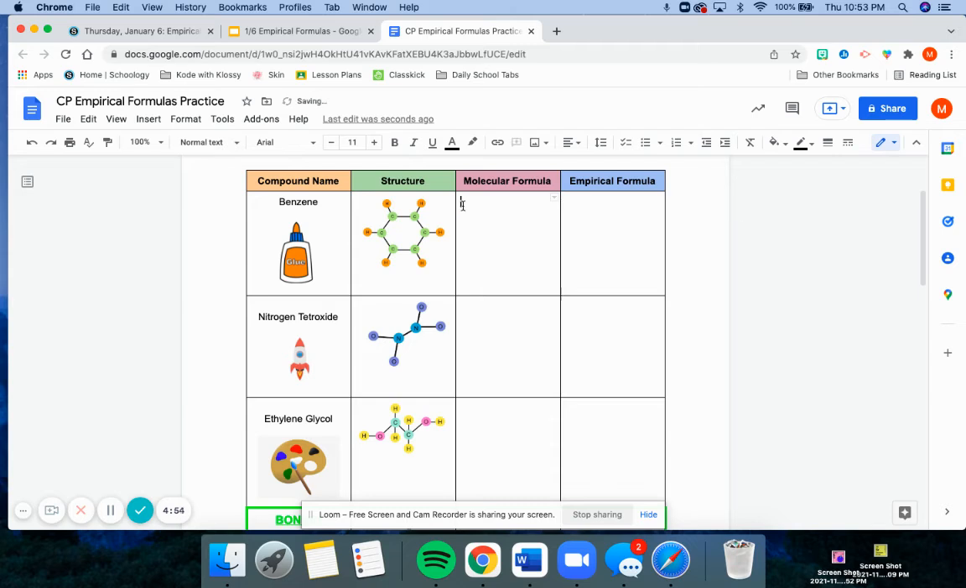Please do make sure that your molecular and empirical formulas, again, are formatted properly with subscripts in their proper place and with the proper capitalization on chemical symbols.